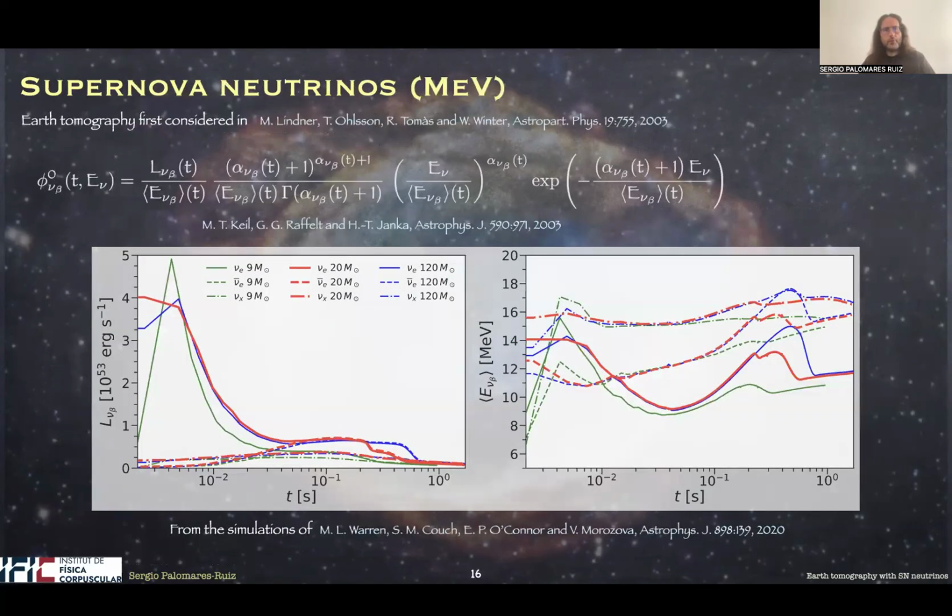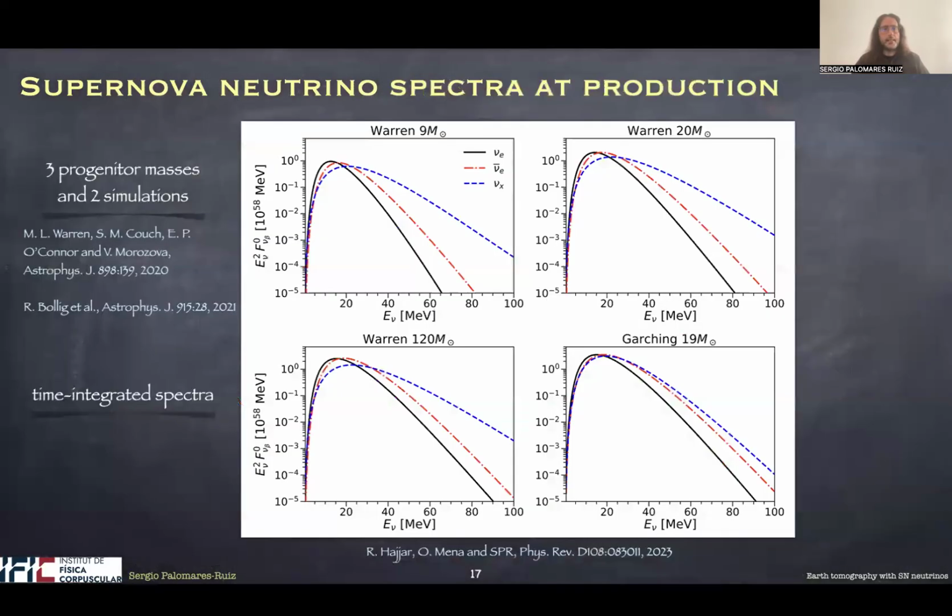So this type of tomography was first considered in a paper more than 20 years ago by Manfred Lindner and collaborators. And here we're just revisiting that problem with more up-to-date ingredients and with a more thorough analysis. So we are using results from different simulations that contain luminosity as a function of time and average energies as a function of time, and one can parameterize all this with a quasi-thermal distribution. In any case, even if we have all the time information, the results using the time information or not are very similar. So I'm just going to show you all time-integrated spectra.